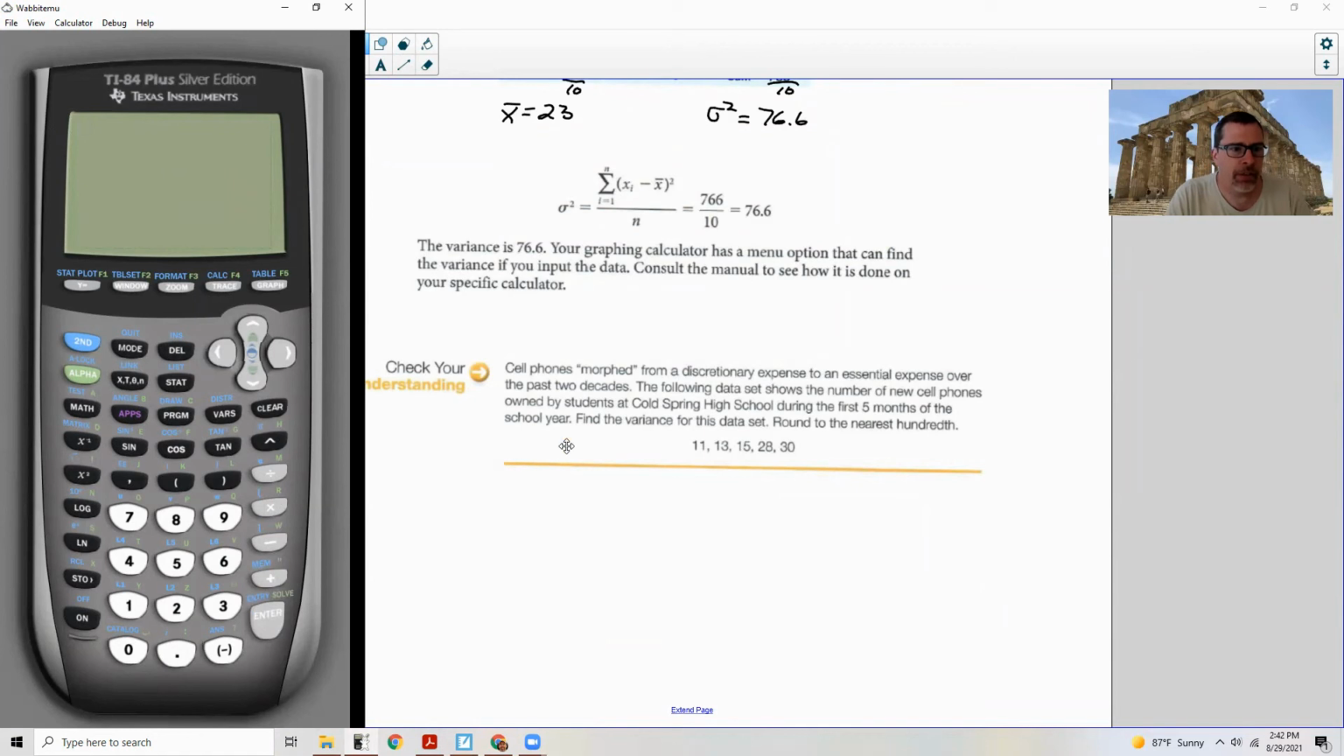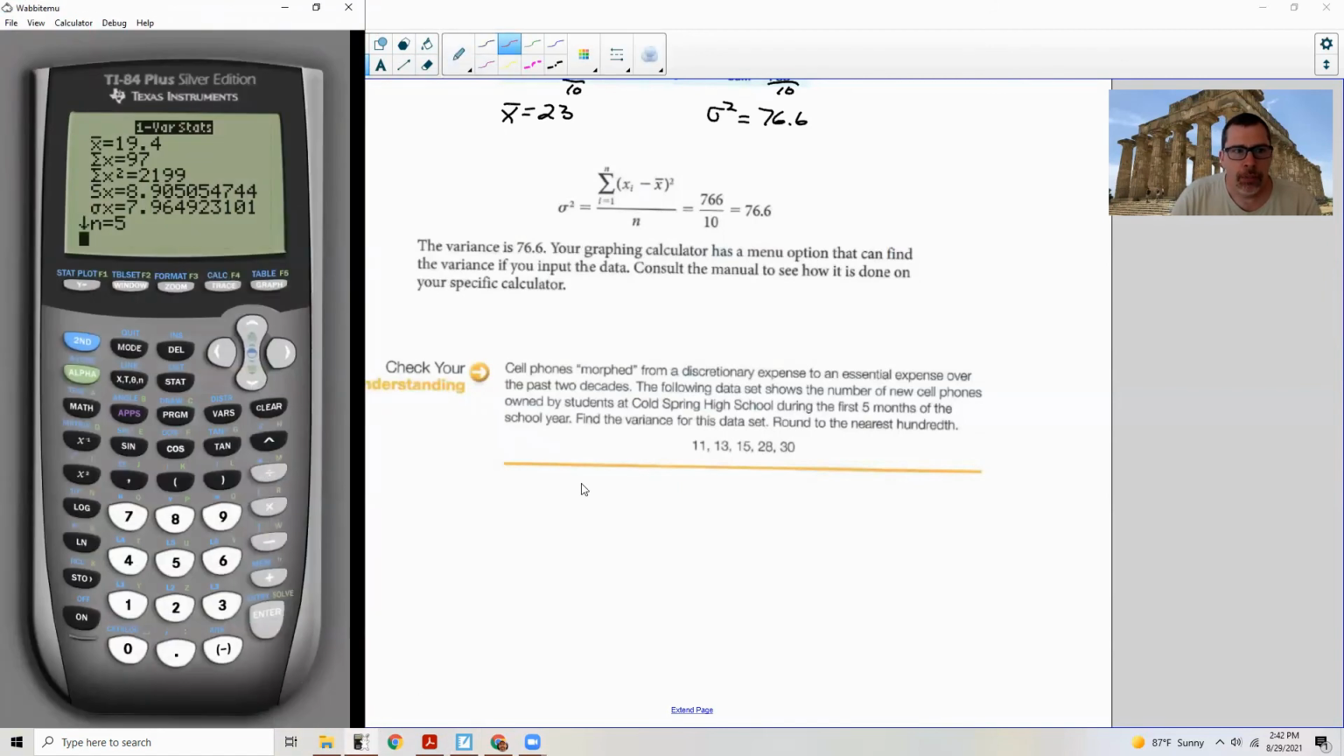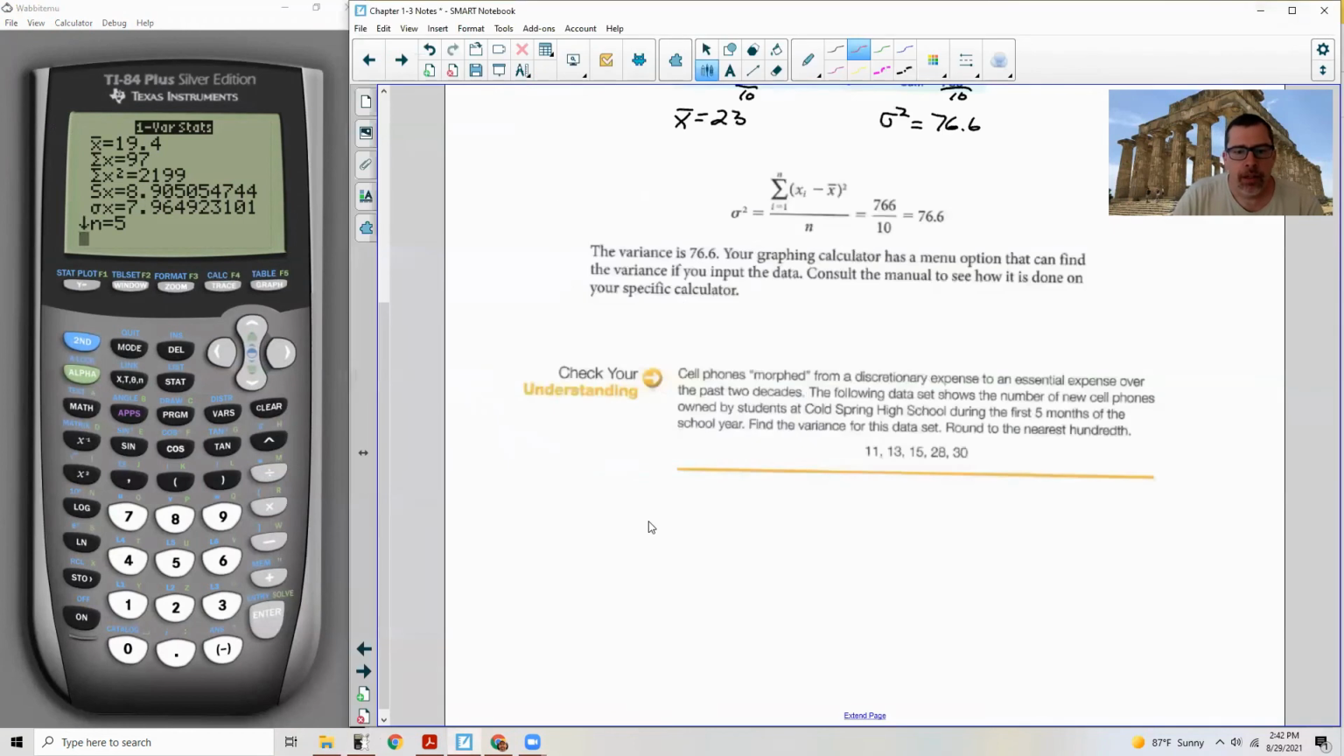Oops, I hit the clear button here. So I'm going to go back. Stat, calc, 1, 2, 3, 4. All right. So I will just write everything down here. Let me get my pen. I'll use red. How about I do this? All right. So X bar equals 19.4. That's the mean. N was 10.